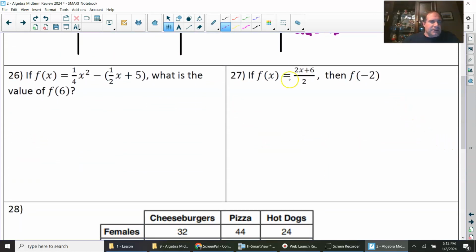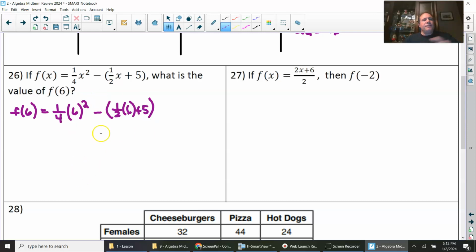So number 26. I'm just going to tell you that you're going to have to substitute this in. So it says that f of 6, they want you to find f of 6. So this is how you would show that work. X is 6. So 6 squared minus 1/2 times 6 plus 5. And then if you could figure all that out, you could put it into the calculator and you can get your answer for f of 6.